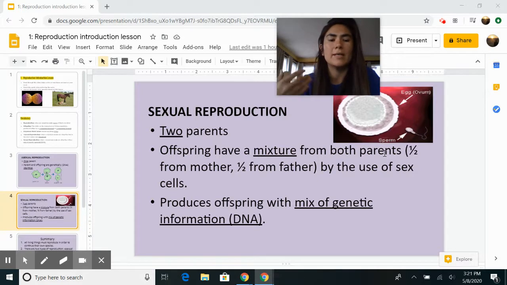So in our case, like humans, we were born through sexual reproduction, right? So we have mom and dad and a mix that makes us, right? So we're going to be similar to our parents, but we're not going to be exactly the same to either one of them. So there's going to be a mix or similarity to both parents, okay?